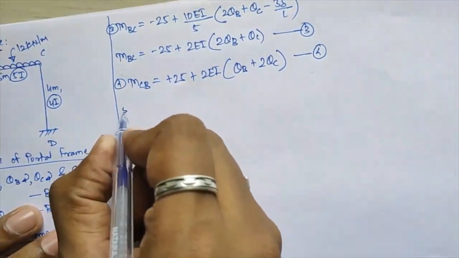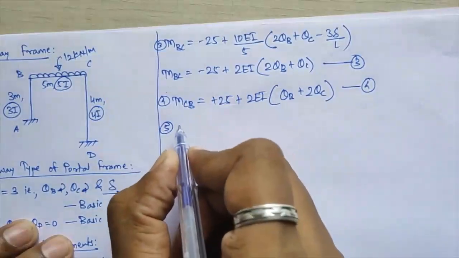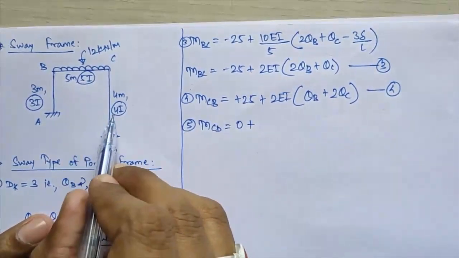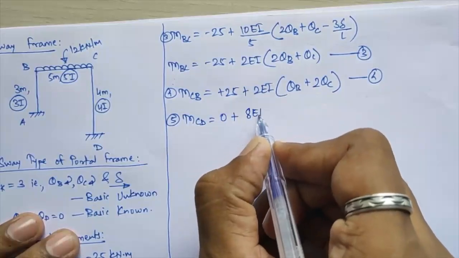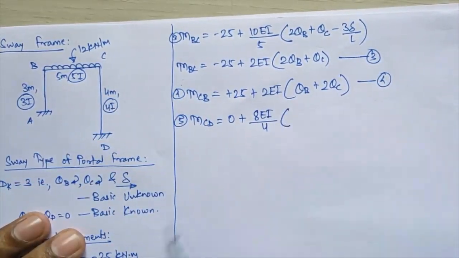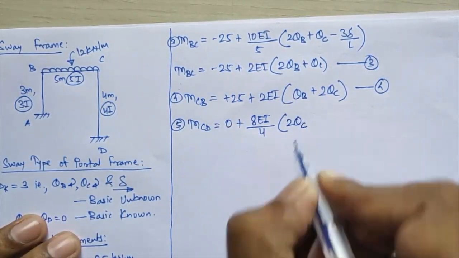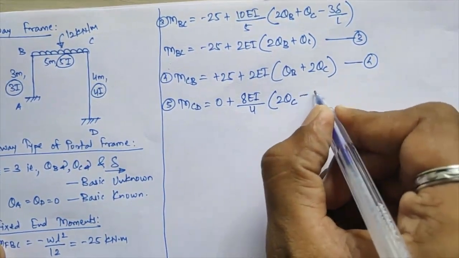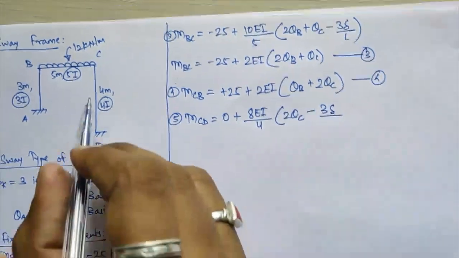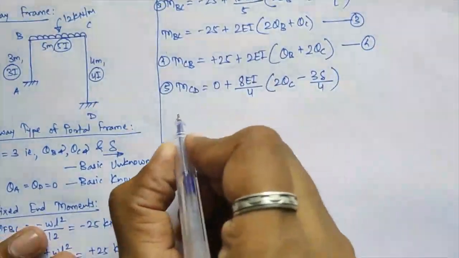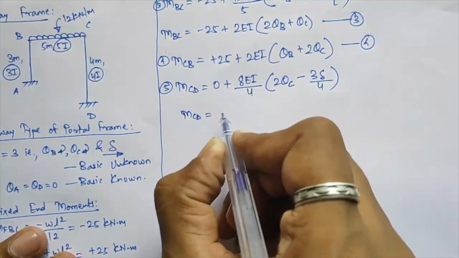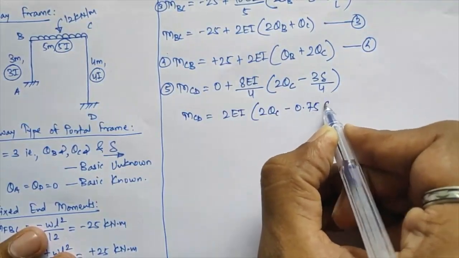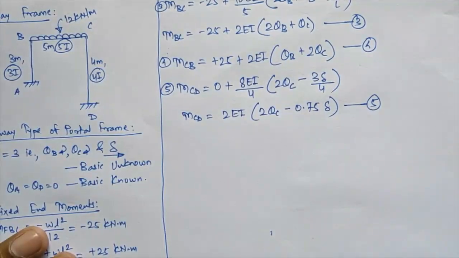Then next equation I'll calculate for my second column member, that is MCD. Again MFCD is 0 plus 2EI, so I is 4, so 2 into 4 I'll get as 8EI divided by length, again 4, into bracket. Near end is C, so I'll get 2 theta C. Far end is D, but here theta D is 0, so I'll get 0 minus 3 delta divided by length of this, which is 4. So I have simplified this. MCD is equal to 8 by 4, I'll get 2EI into bracket 2 theta C minus 3 by 4, that is 0.75 of delta. I'll call this equation number 5.